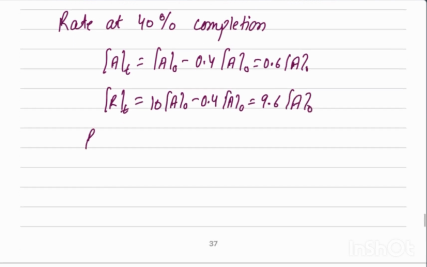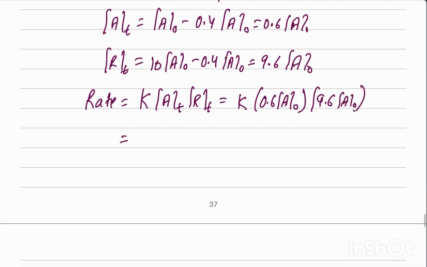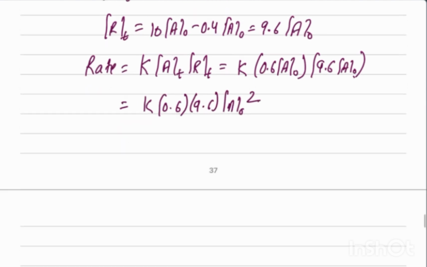Now if you see, the rate is equal to rate constant into concentration of A at time t into concentration of R at time t. It will be equal to K into 0.6 A naught into 9.6 A naught. Now this will be K into 0.6 into 9.6 A naught square.